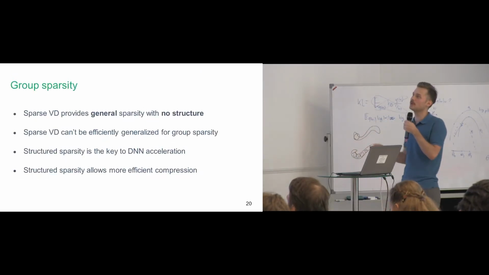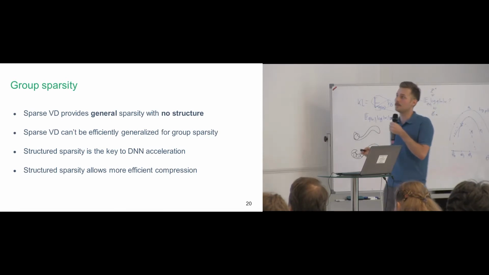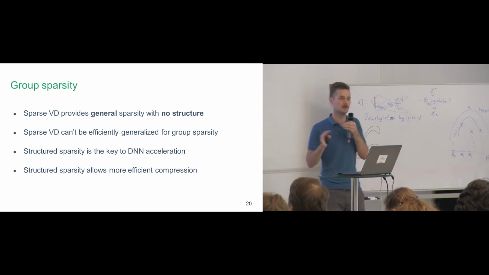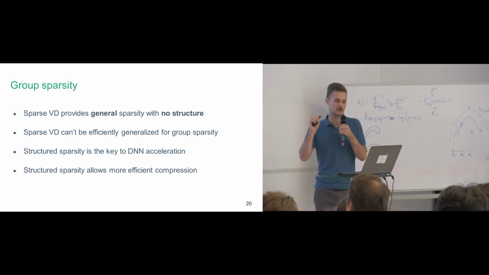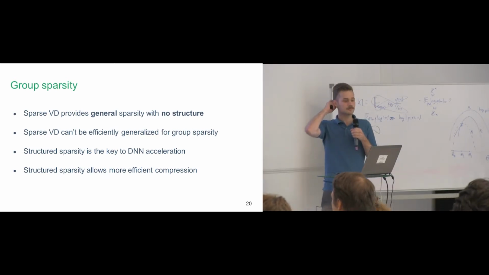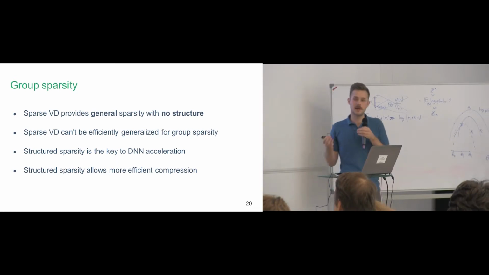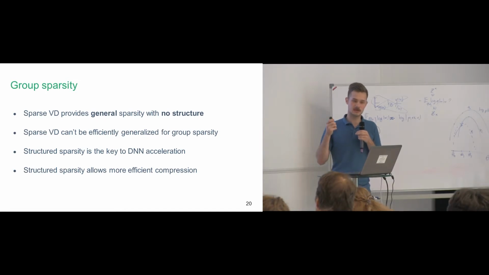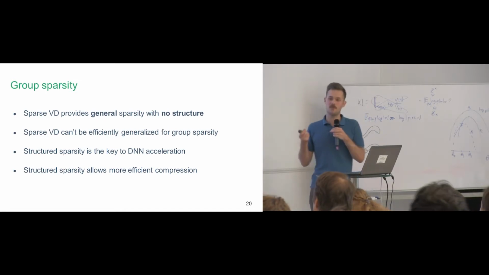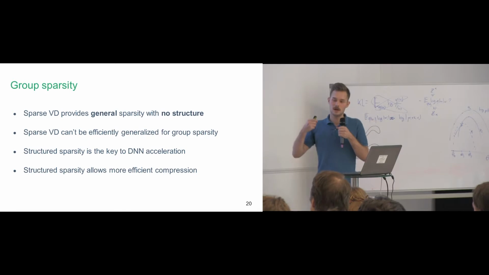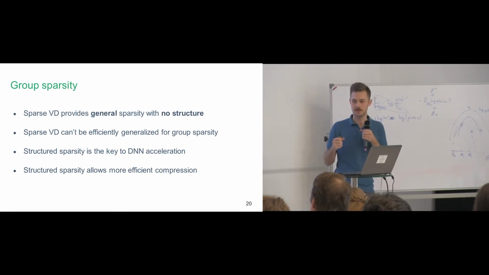One more interesting topic is group sparsity, because sparse variational dropout provides us with general sparsity with no structure. It just says you need to use this weight, you don't need to use that weight. No structure at all. It can be efficiently generalized for group sparsity. Structured sparsity is a very powerful and very useful thing, because in these terms we can accelerate deep neural networks.